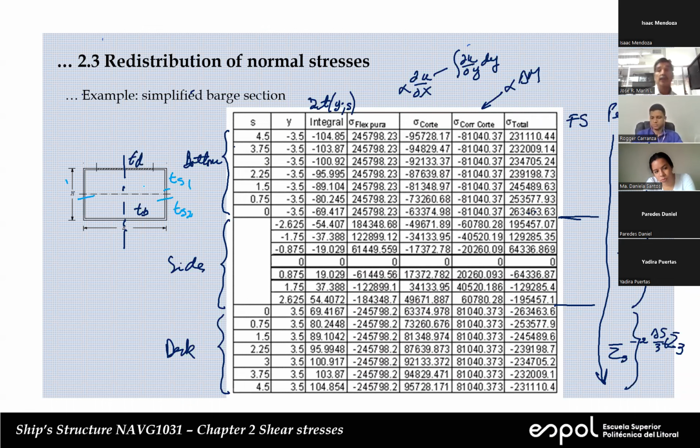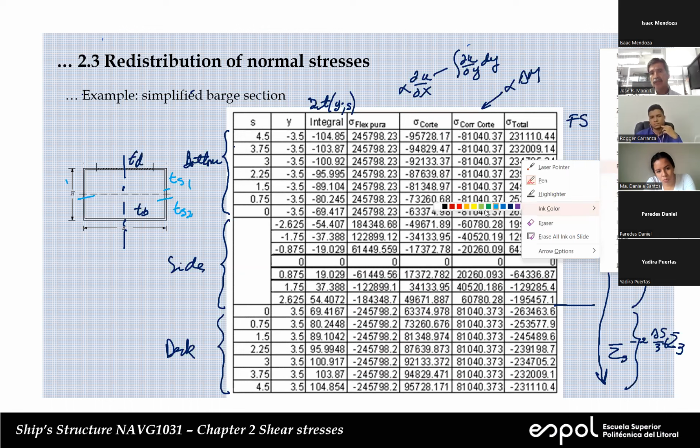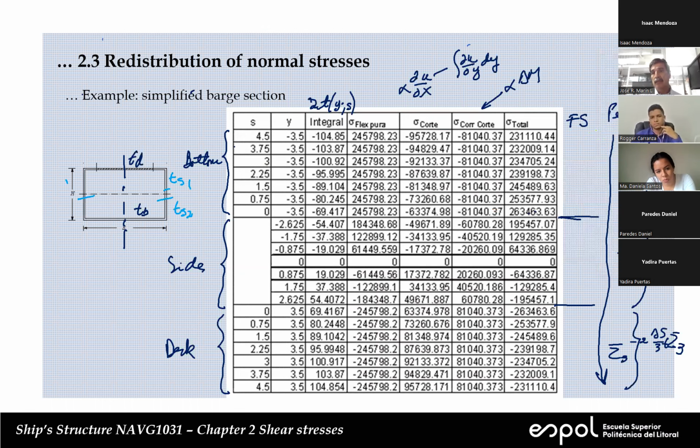Or something else that you can do is, in the multiplication, multiply here the Simpson factor sigma y, and also include here the thickness, right? And you have to consider the thickness according to the position on the side.